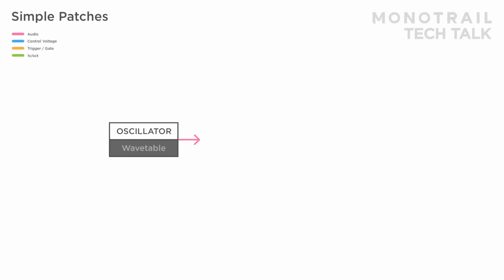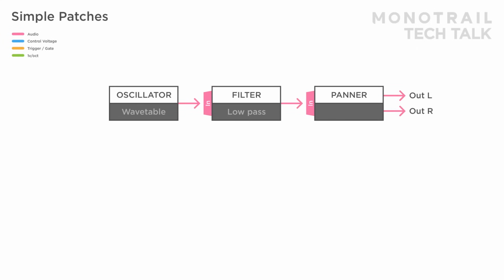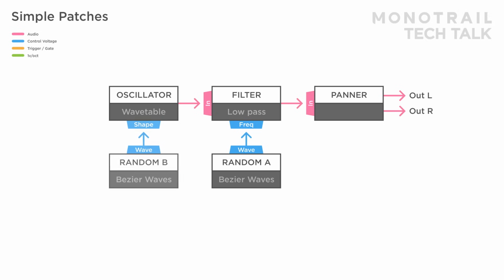The module has a lot of value as a very easy to access bank of organic voltages, even in small setups. Let's start with a few simple examples. Here you see a wavetable oscillator, filter and panner creating a static drone. One random wave is modulating the filter and the other the wave shape.